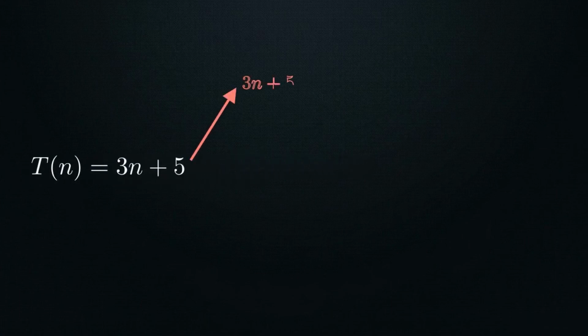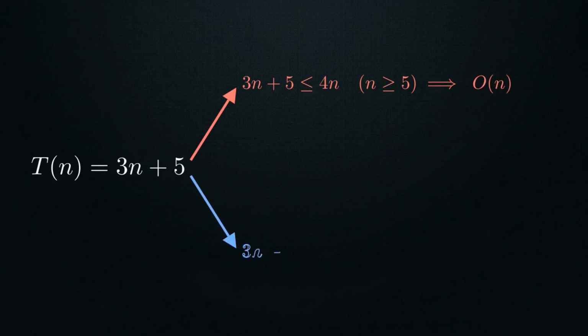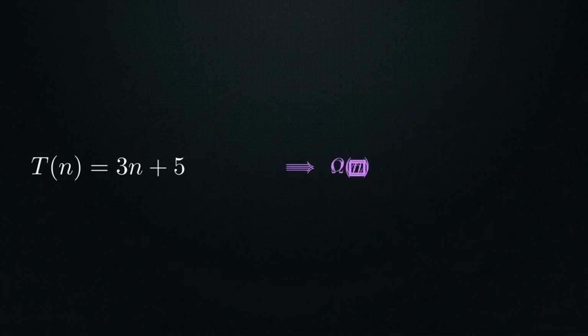Let's apply this to a concrete linear function, 3n plus 5. For the upper bound, we can prove that 3n plus 5 is less than or equal to 4n for any input size of 5 or greater. This gives us a big O of n. For the lower bound, we see that 3n plus 5 is always greater than or equal to 3n. This establishes an omega of n. Since the big O and omega bounds match, we conclude the tight bound is theta of n.